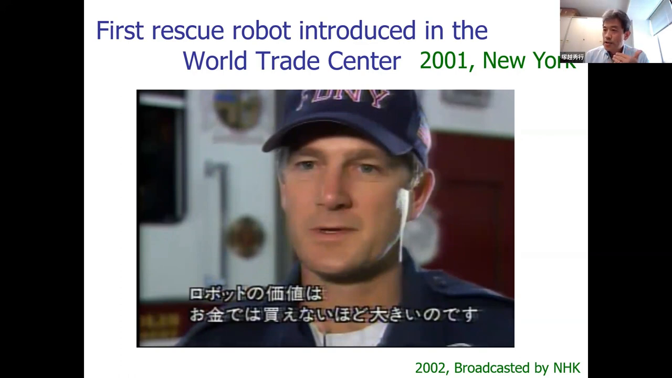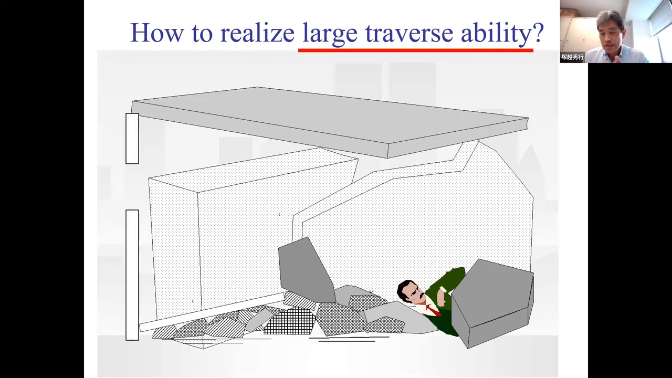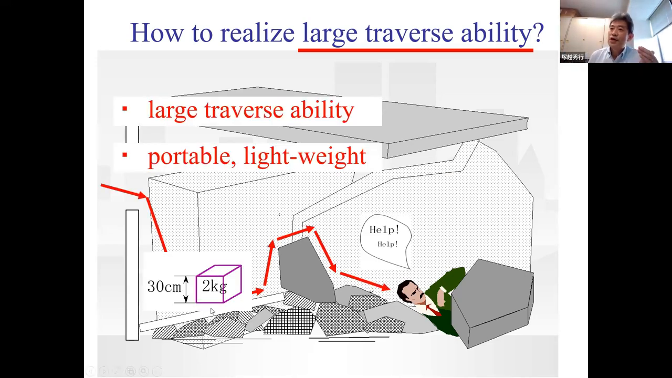So many Japanese researchers are trying to develop improved versions of the robots to prepare for the next big earthquake. The problem is how to introduce the robot, how to pass the robot through very small spaces. And this one is expected to move along the debris. And how to find the faint voice in the debris. So in that case, large traversability is required and the robot needs to be portable and lightweight.